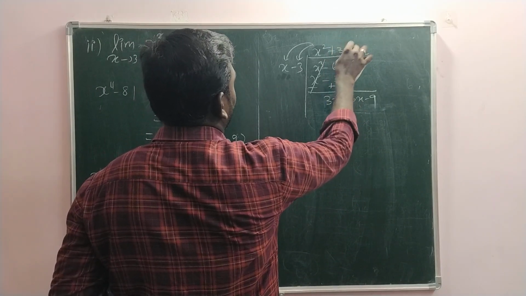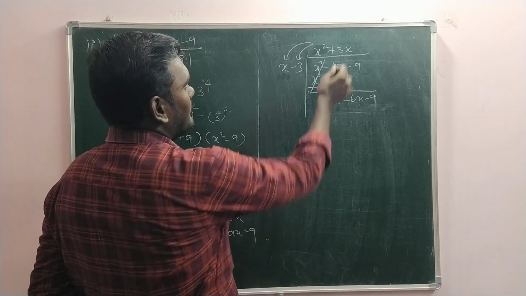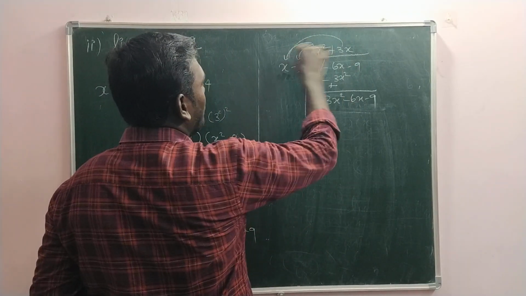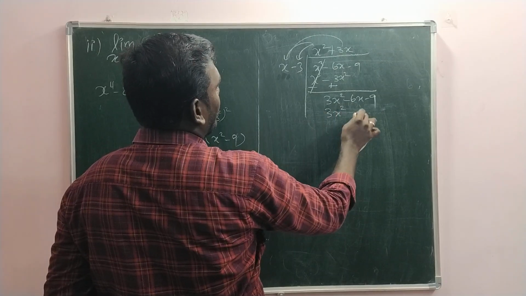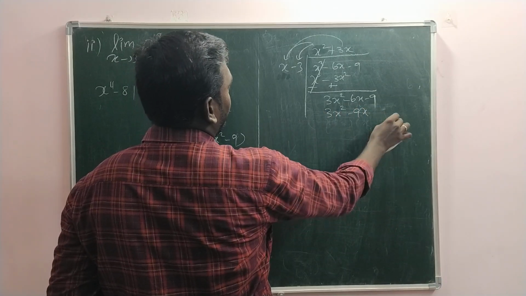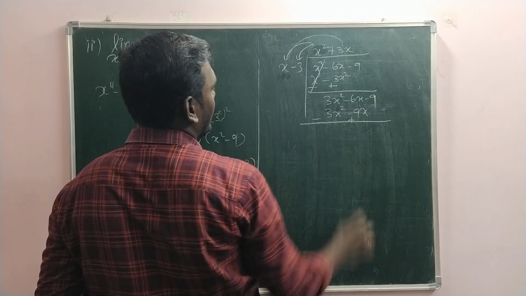3x. So 3x means what? 3x square. 3x should be multiplied with both of these. So 3x square minus 9x. Now alternate signs, minus plus, as we are subtracting.